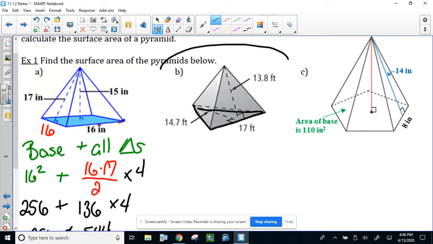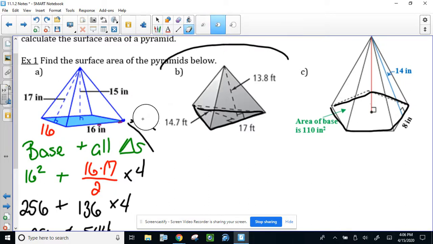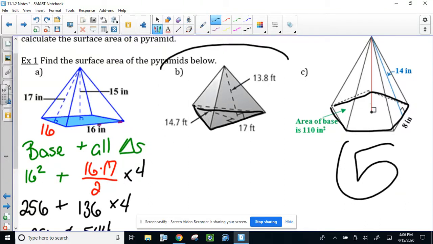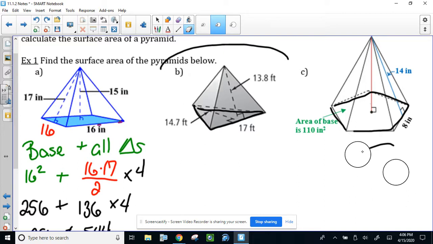So then the question: what's part C going to be? Do you know what shape that is on the bottom there? How many sides does it have? There are 5 edges. So it's called a pentagon, or a pentagonal pyramid. Good.